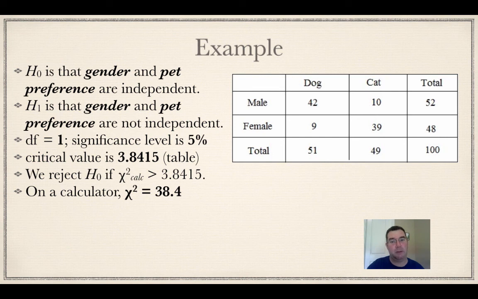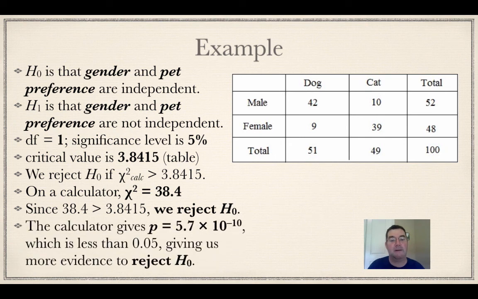That is way bigger than 3.8415. So I reject my null hypothesis. Okay. Also, if I look at the calculator after I did the exact same chi-squared test, I get a p-value that is 5.7 times 10 to the negative 10. So imagine that decimal place being moved 10 places to the left. So 0.000, a bunch of zeros, and then 5.7. That is way less than 0.05, and that's more evidence to reject my null hypothesis.